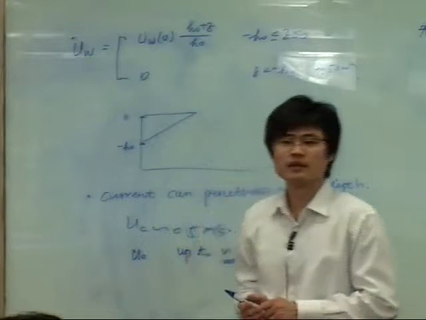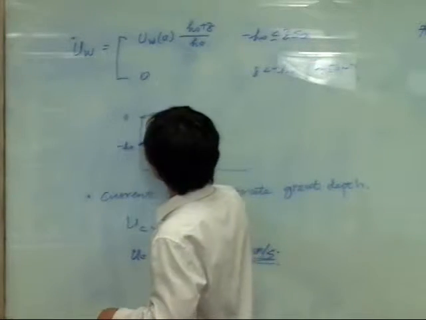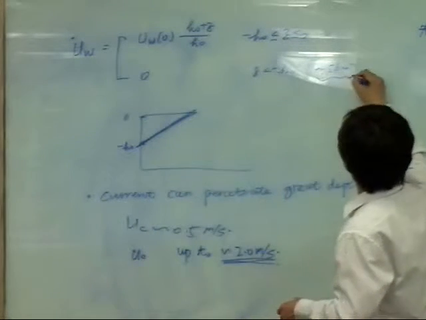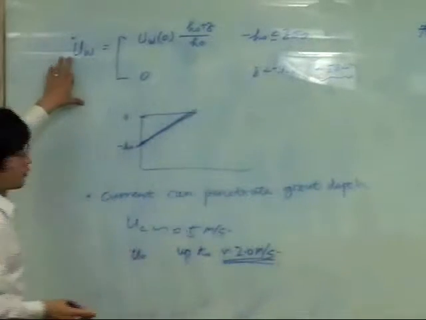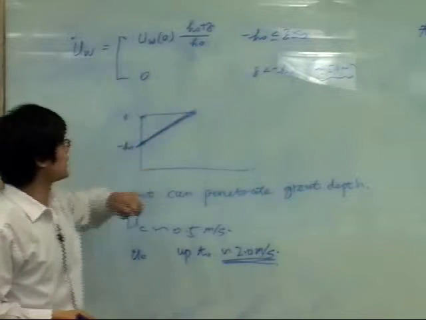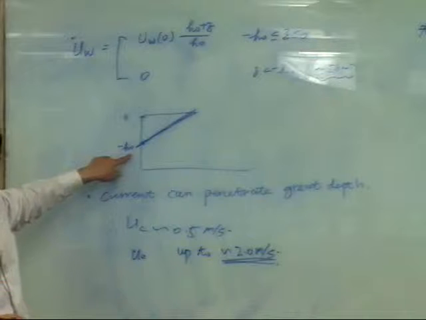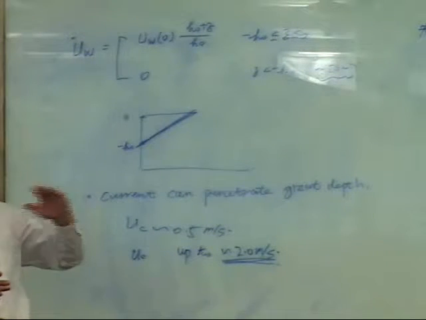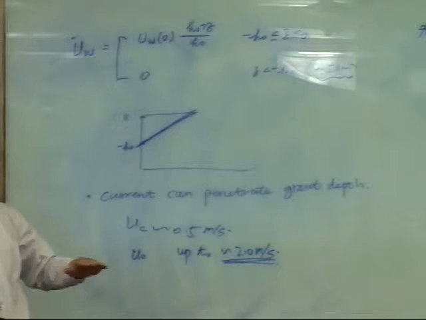Okay. What's the minimum of H0? H0 is just water depth, arbitrary water depth. Typically, when we compute the wind-driven current, we set H0 equal to 50, which means the wind can affect the current up to water depth of minus 50 meters.